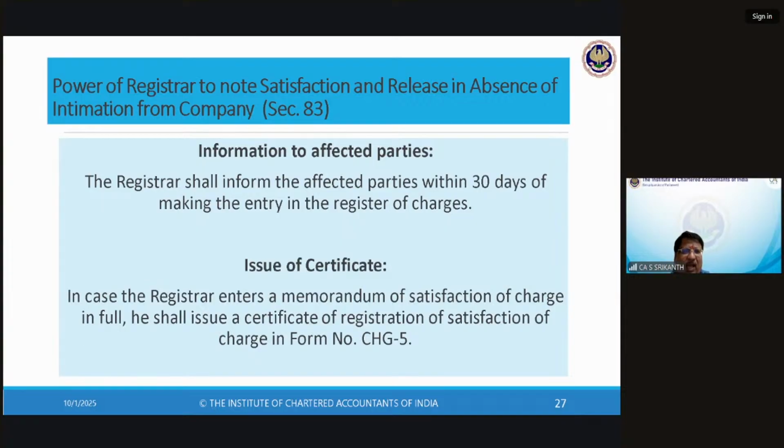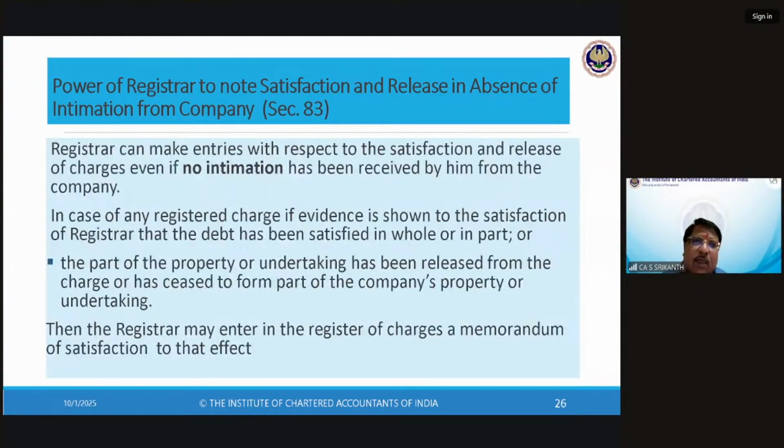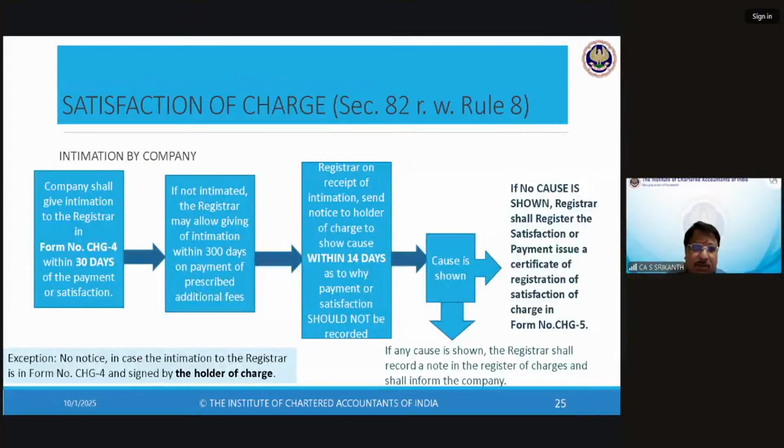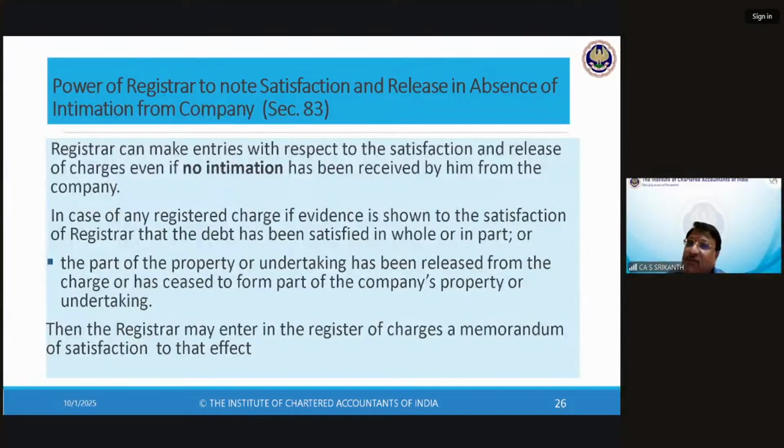So, just to say, I have entered this, note it like that. In case the registrar enters the memorandum of satisfaction, he shall issue a certificate of registration of satisfaction of charge in form number CHG5. Now, what I would advise is H should file CHG4, basic CHG4, but CHG4 will be signed by the company and the charge holder. Here, H has to sign it and give all the proof, and also make a nice covering letter and go to the registrar's office and inform him.